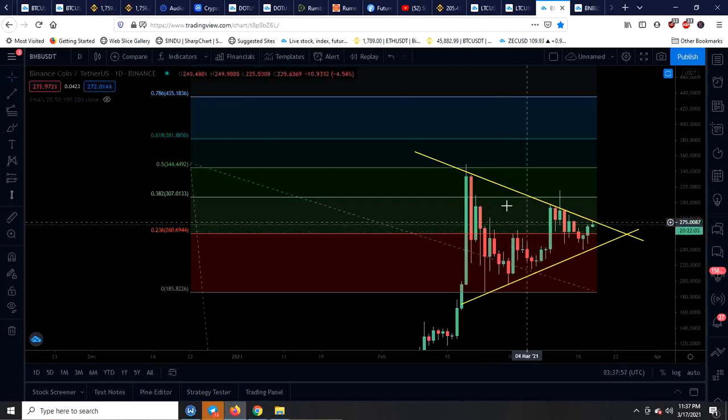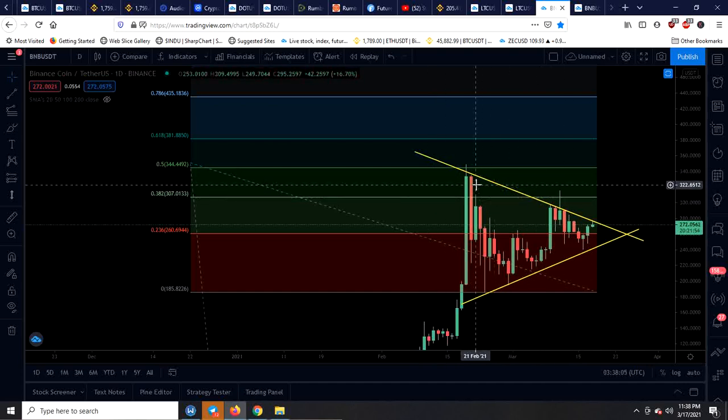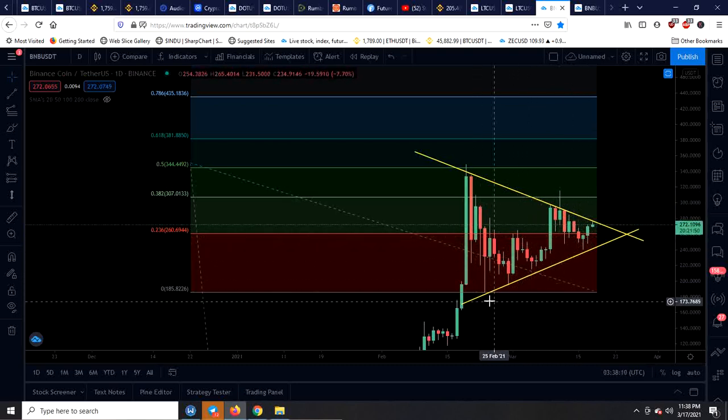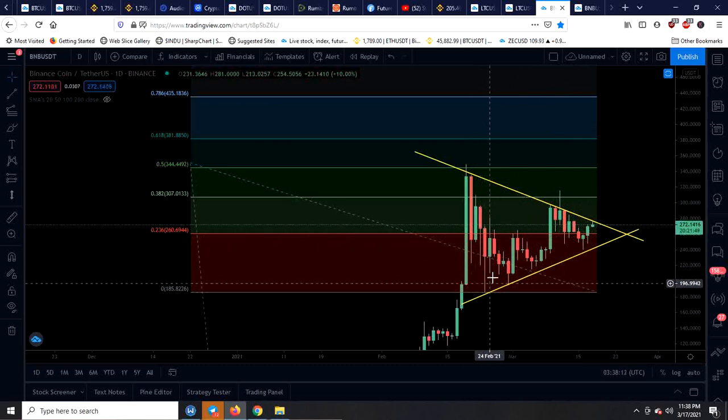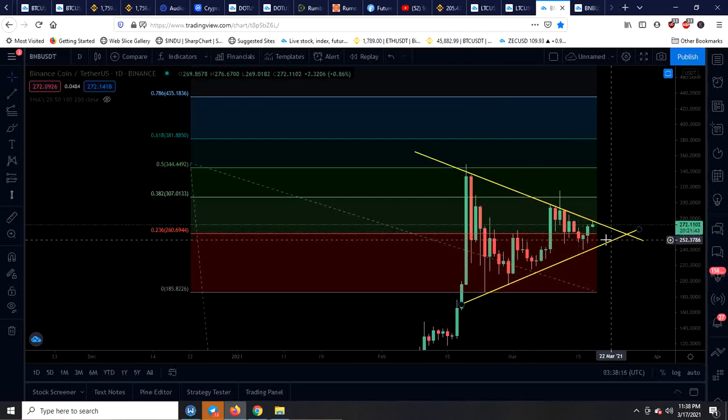Okay. Look at this symmetrical triangle that is forming, guys. It's a daily time frame, by the way. So we're getting 1, 2, 3 times touch, depending on what you want to call a touch, 1, 2, 3, 4. But look, we're getting ready to break out, guys. We're getting ready to break out.